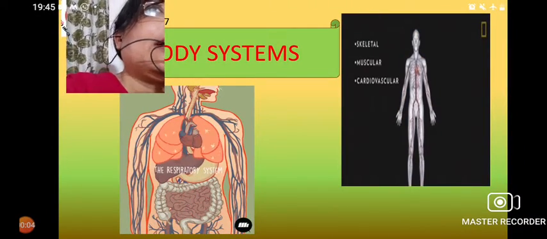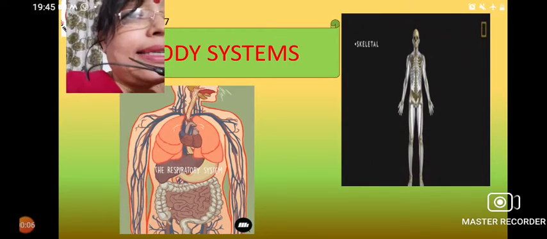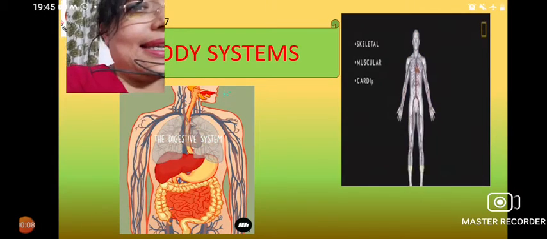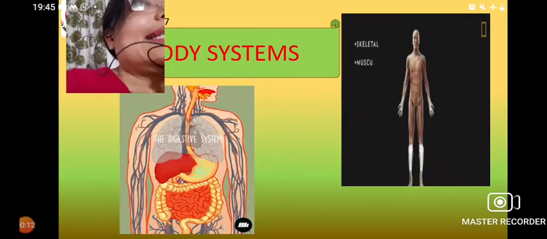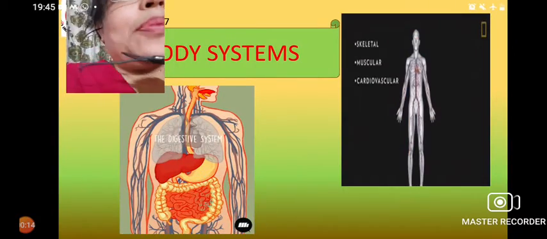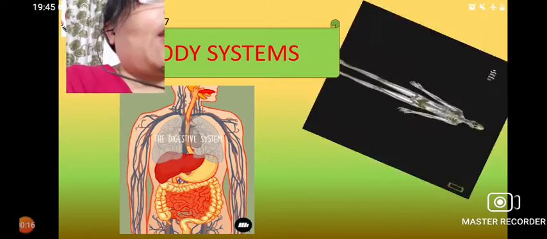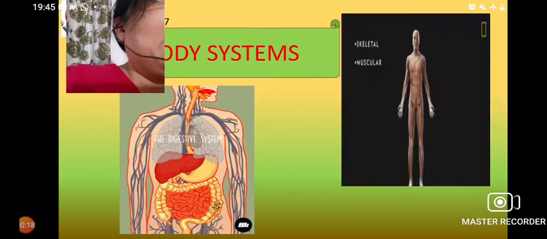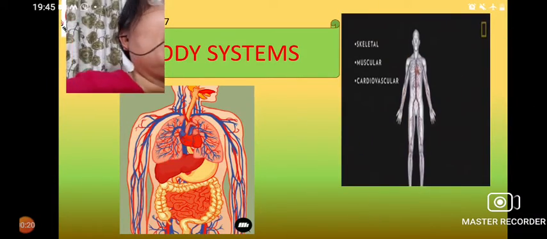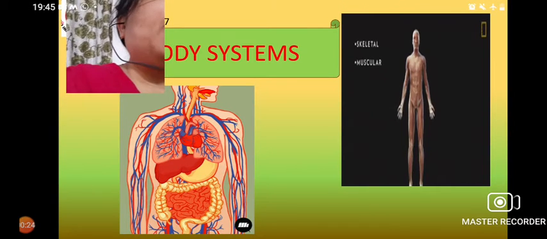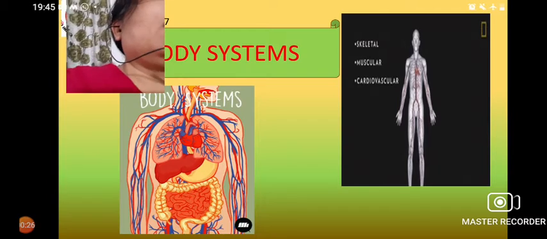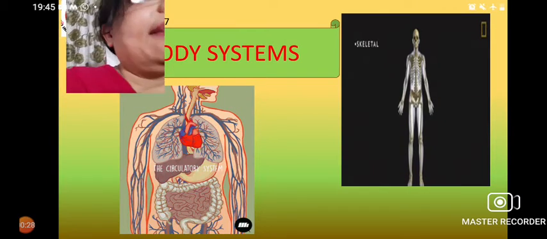Today we will continue with the chapter that was started yesterday, about the body systems. Yesterday we learned about the different systems of our body and how they work in a coordinated manner to form a fit and healthy body.